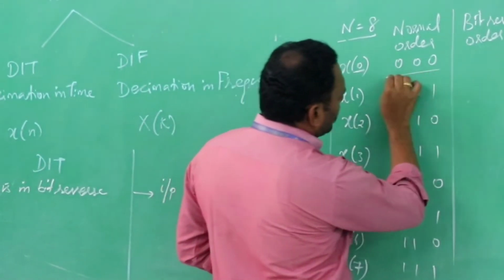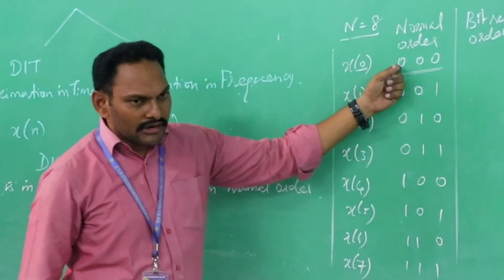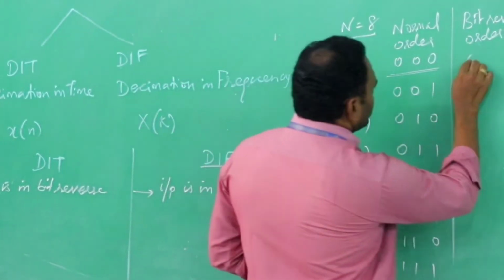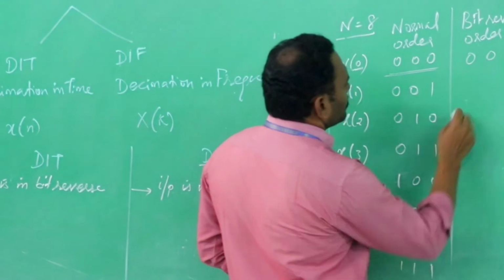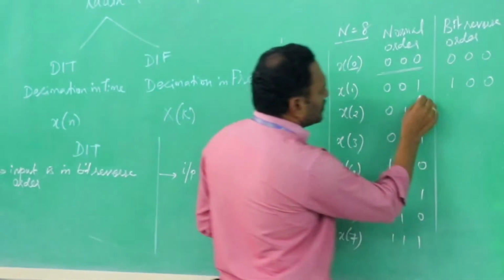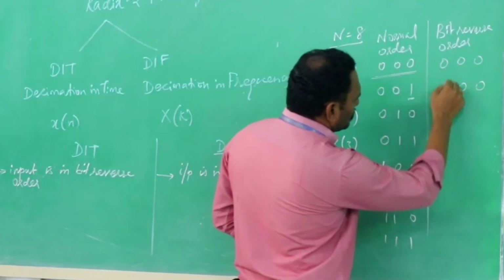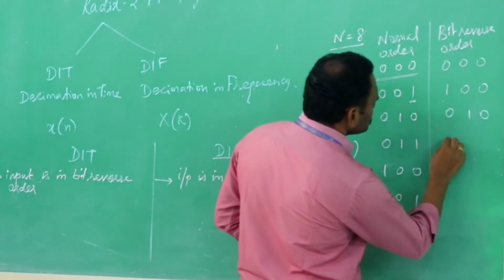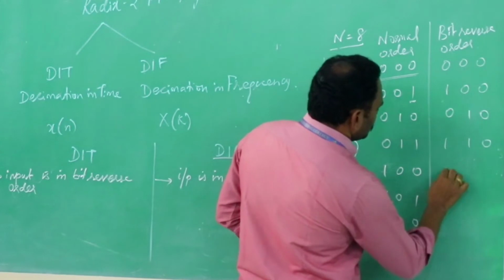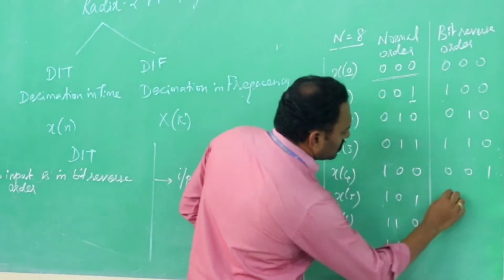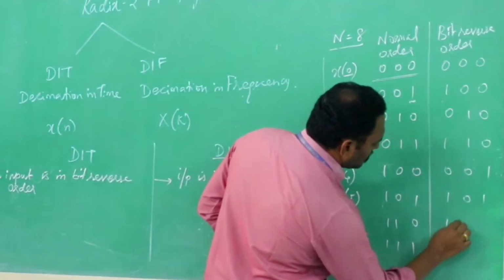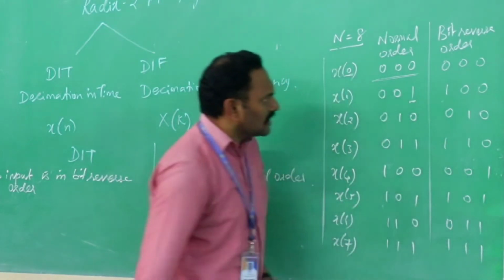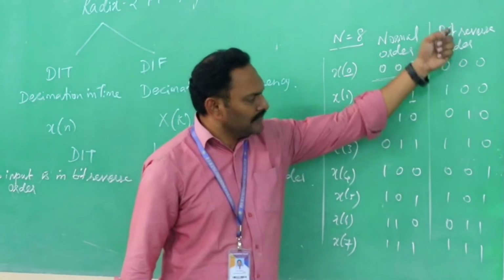We should write the normal order to be converted into its mirror image, that is nothing but 0, 0, 0, 1, 0, 0. Here the 1 is transferred to 1, 0, 0, and 0, 1, 0, 1, 1, 0, 0, 0, 1, 1, 0, 1, 1, 0, 1, 1, 1, 1, 1. Now consider this as the bit reversal order.